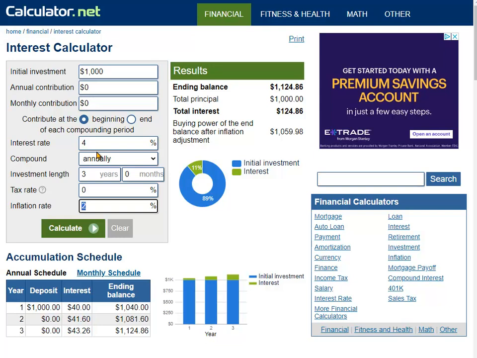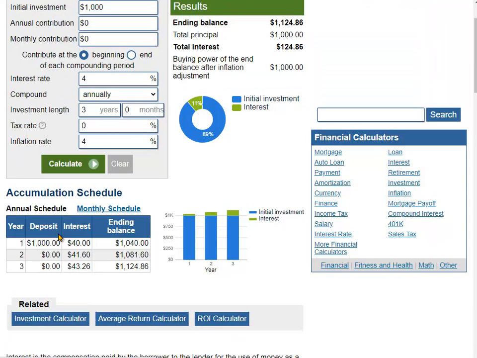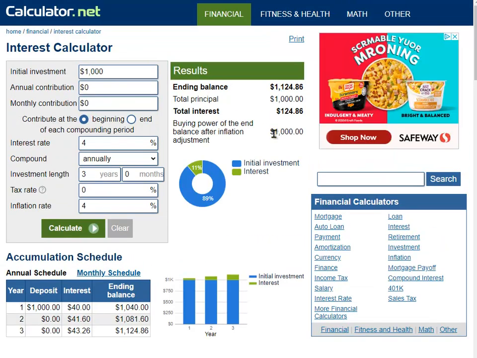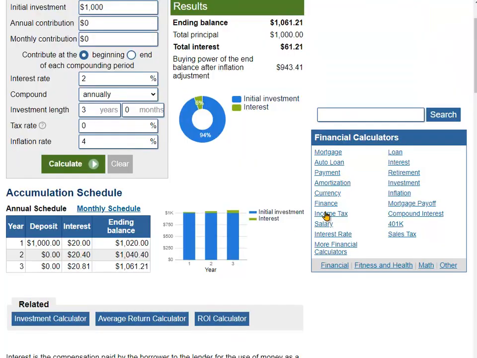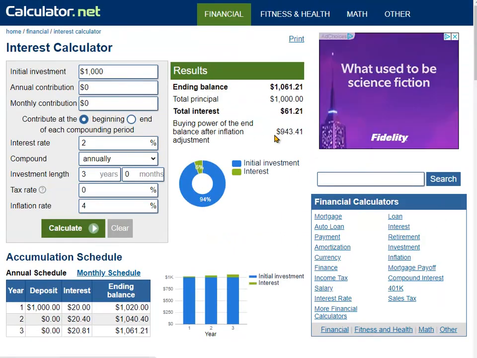What if the inflation rate actually is the same as the interest rate? Well, there we go. Buying power is $1,000, just like it is today. And if the inflation rate is larger than the interest rate, or the interest rate is smaller than the inflation rate, either way, it's the same. So for example, if this is only 2%, well then, watch what happens. The buying power is actually less than what it is today.